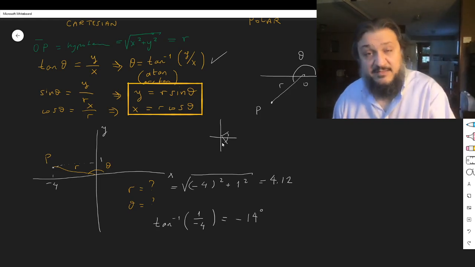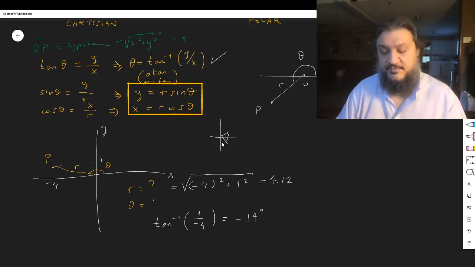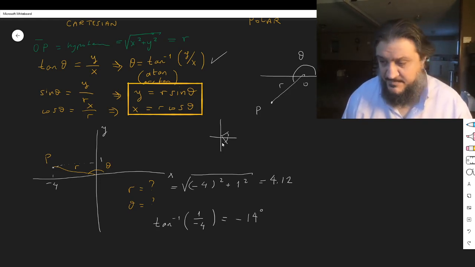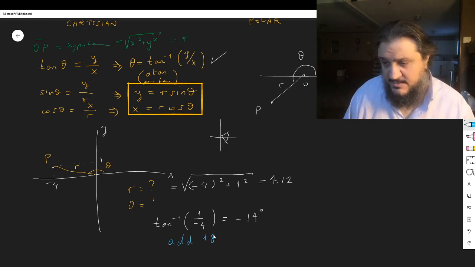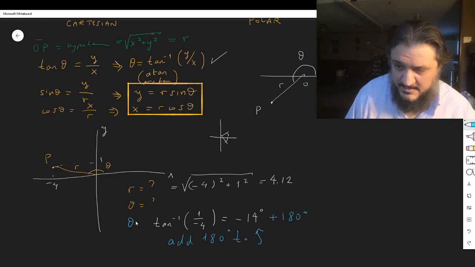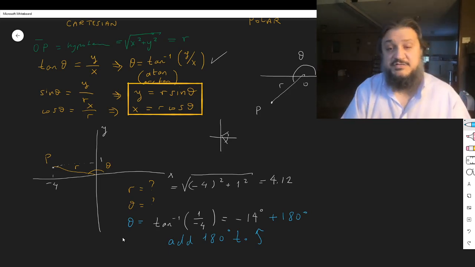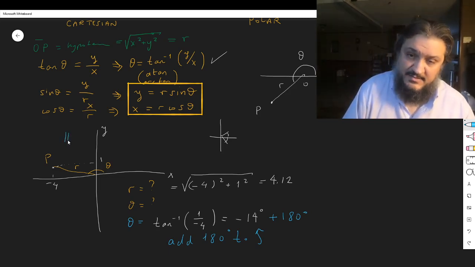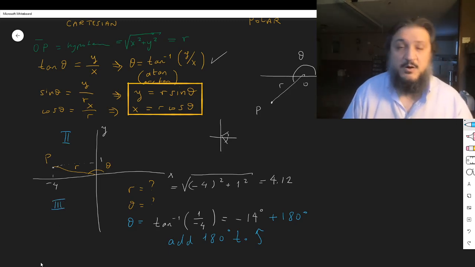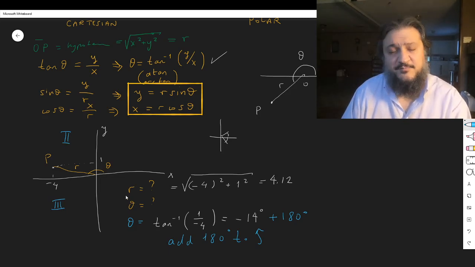Well, your calculator is not that smart. You have to add 180 degrees to that. That's 180. And that's because you're in the second quadrant. And you have to do the same if you are also in the third quadrant. For quadrants number 1 and 4, you don't have this issue.